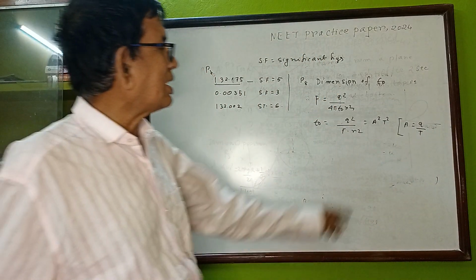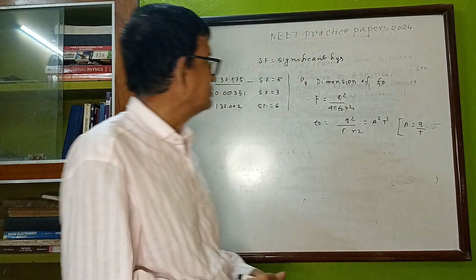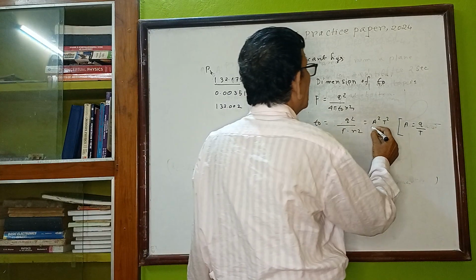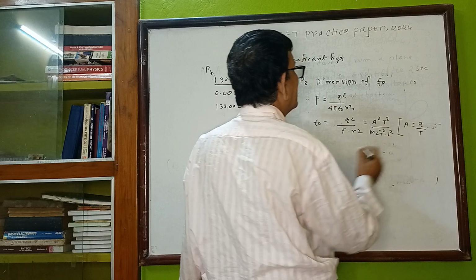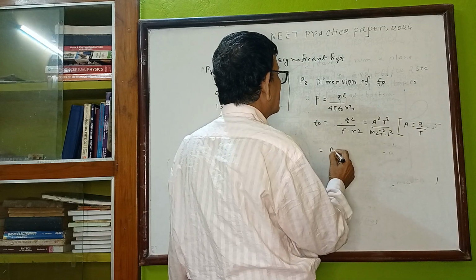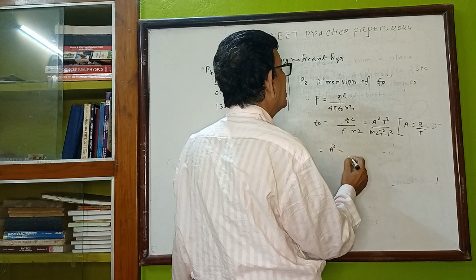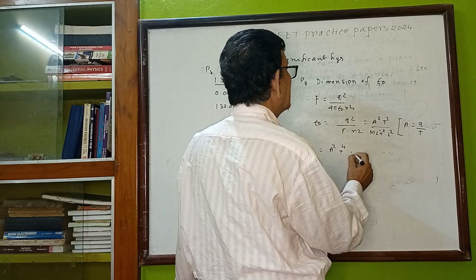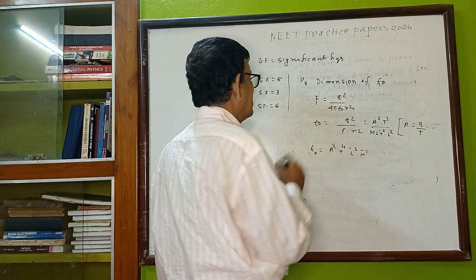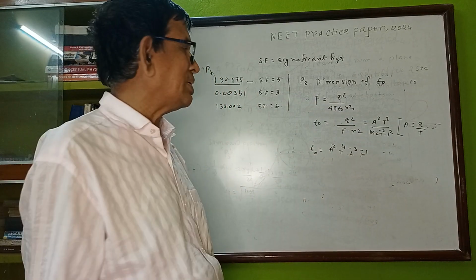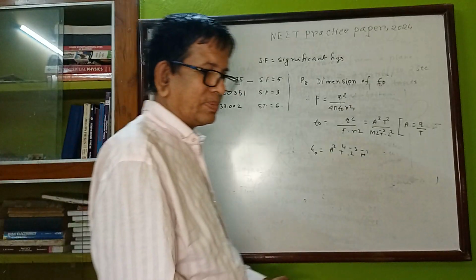Clear? Because current equals charge by time, and for force you are getting M L to the power minus 2 and L squared. So you are getting A squared T to the power 4, L to the power minus 3, M to the power minus 1. This is the dimension of epsilon. So they can easily calculate the dimension of that quantity.